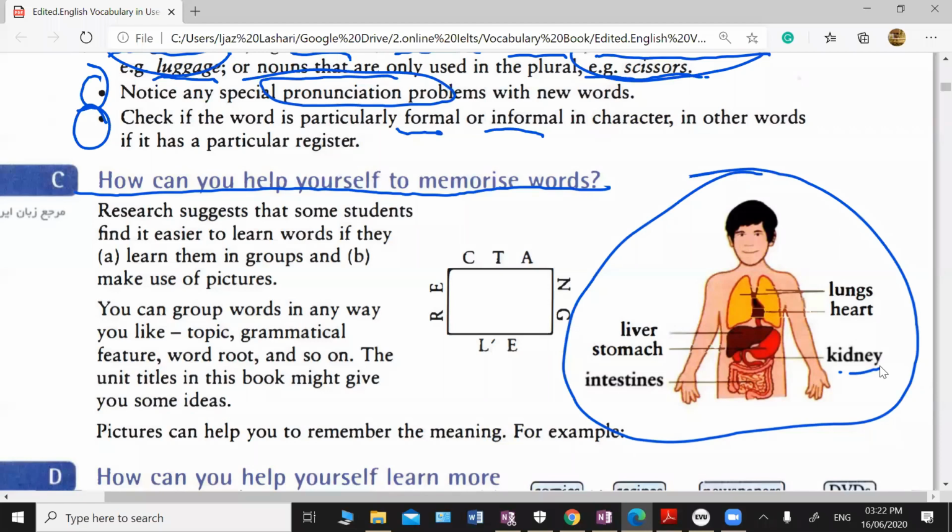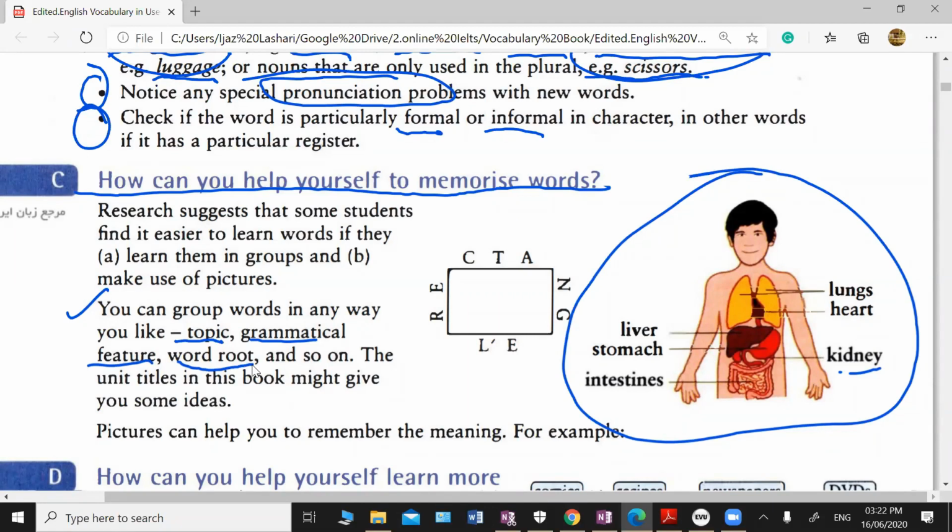You can group words in any way you like. You can put them in groups, like by topic, grammatical group of words, features, word roots, and so on. The unit titles in this book might give you some idea.